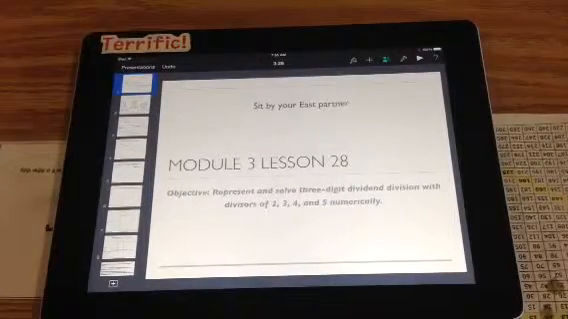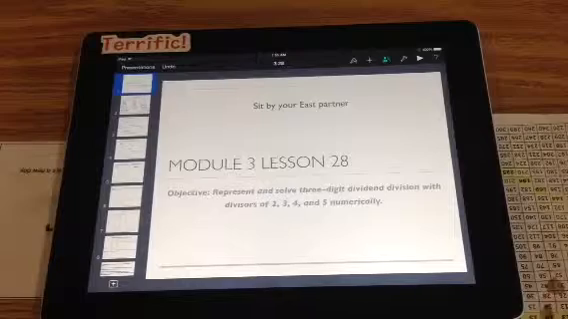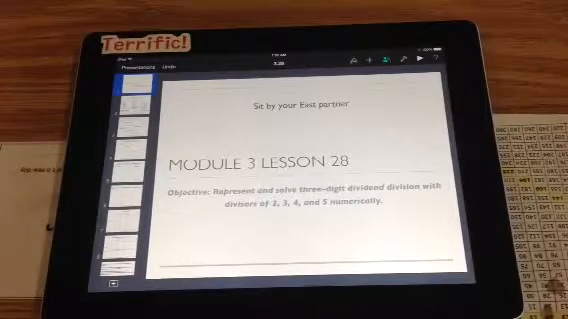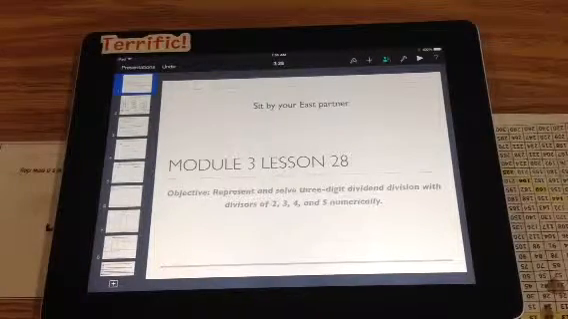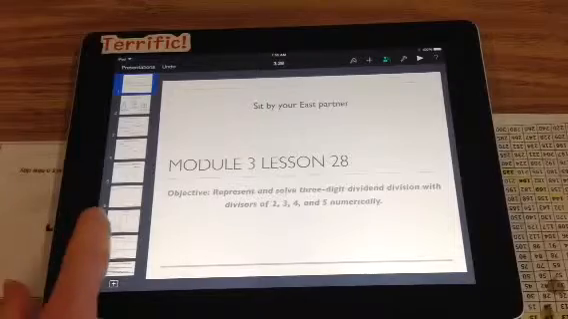As you can see, we're doing lesson 28 today, and we are going to be solving 3-digit dividend division with divisors of 2, 3, 4, and 5. And we're going to work on breaking down 3 digits wholes versus 2-digit wholes. That's our new piece today.